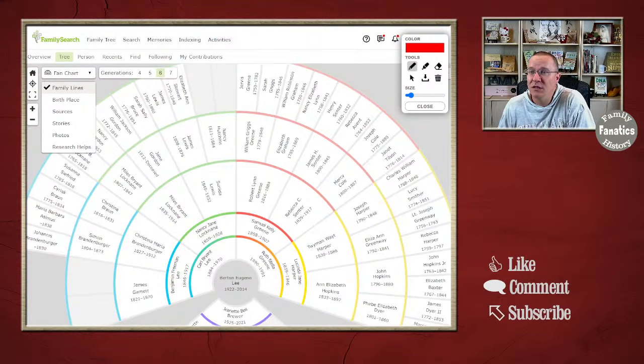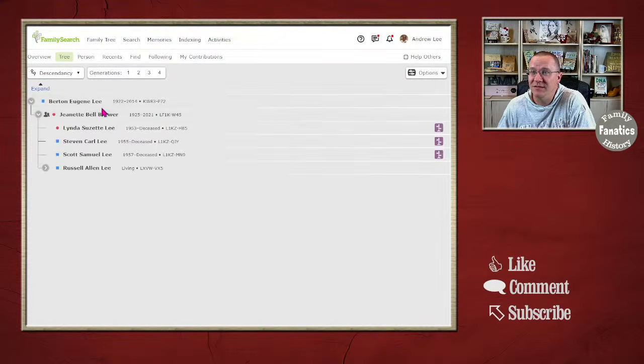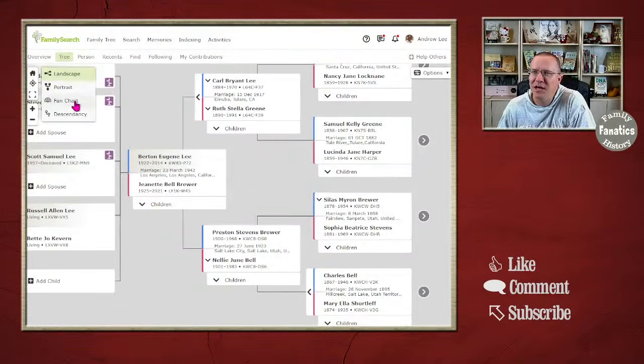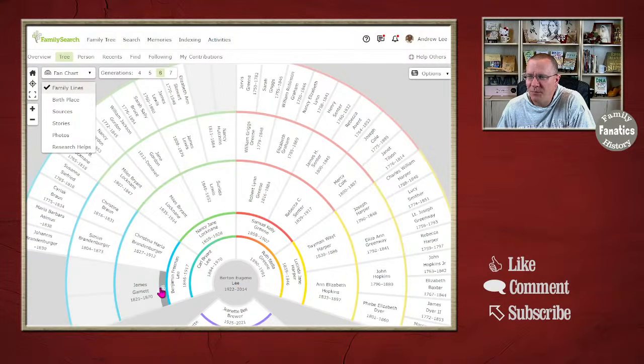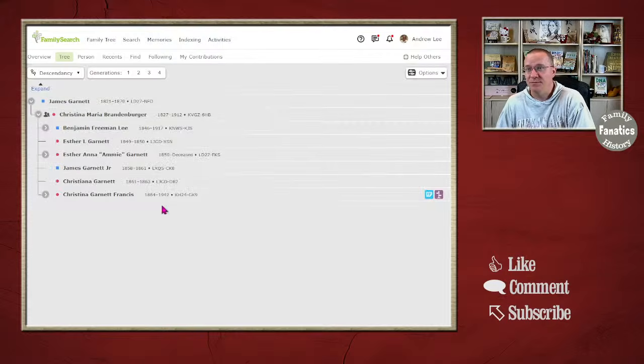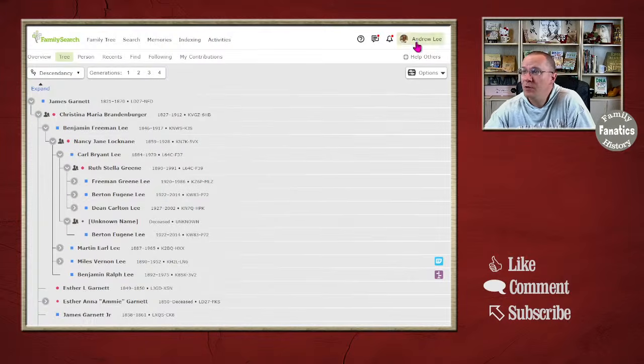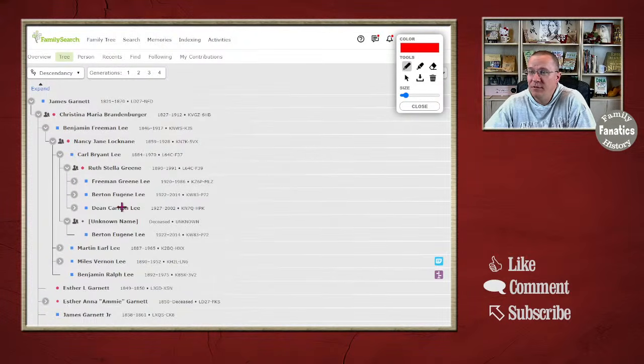And so let's go to a different chart to try to visualize what we would need to see. Instead of the fan chart, I'm now going to go to the descendancy chart. Actually, no, I don't want to go to the descendancy chart. I want to go to the fan chart. I want to go up to this James Garnett, and I'm going to move him to the primary position. And now I'm going to go to the descendancy chart. All right, so we can see here, this is who we have DNA from.